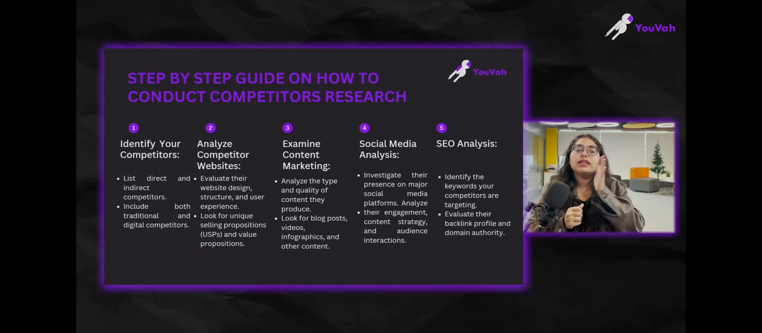So you evaluate your competitors on various criteria. Firstly, you figure out who your competitor is, then you see their website, then you see their marketing strategies, then you do the social media analysis of what is working and how many followers they have, and then you move towards SEO, where you do the SEO analysis wholly.